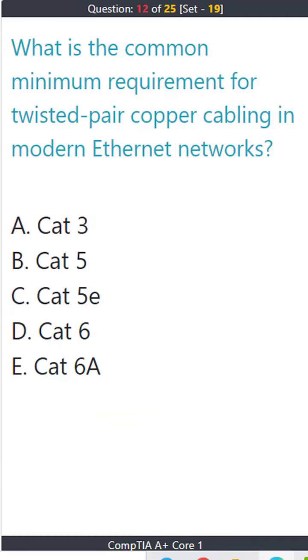Question 12. What is the common minimum requirement for twisted pair copper cabling in modern Ethernet networks? A. Cat3. B. Cat5. C. Cat5e. D. Cat6. E. Cat6a.